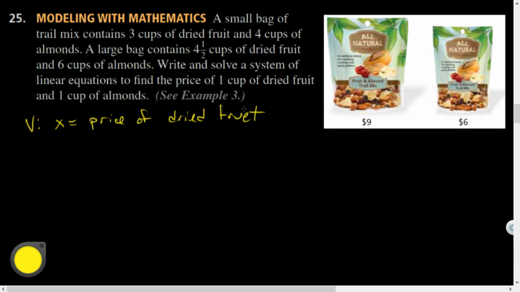Fruit? Nope, that's not how we spell it. Yeah, it does look like a V or another R. Who knows? And y will be the price of almonds.